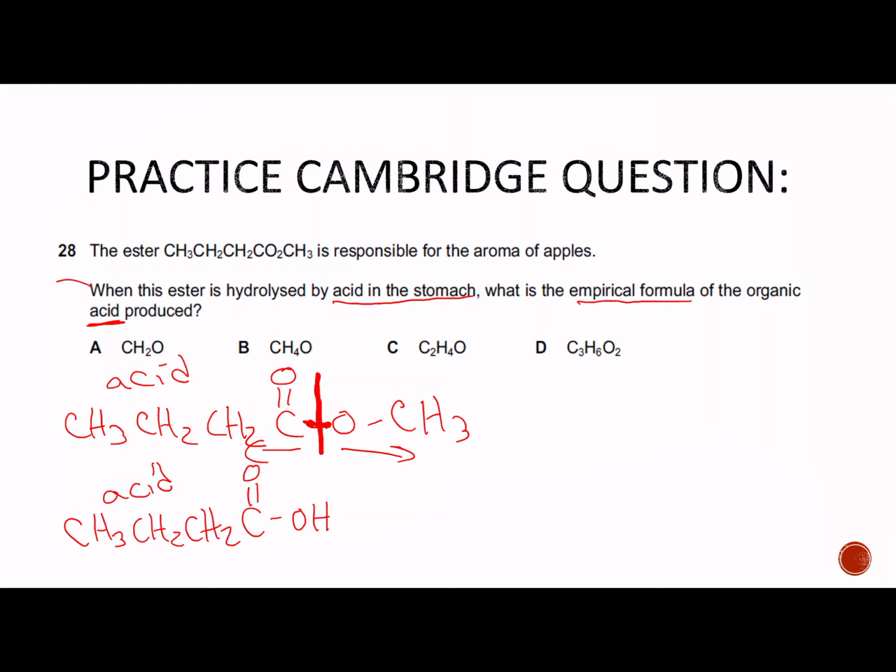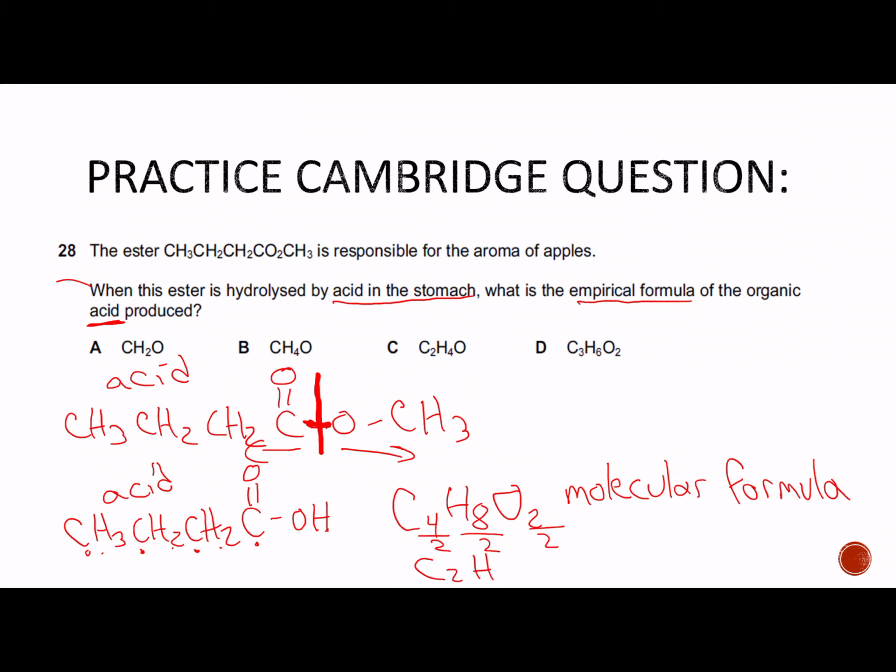Now let's count the carbons, the hydrogens, and the oxygens to see if the molecular formula is the same as the empirical formula. There are 1, 2, 3, 4 carbons here, C4. There are 1, 3, 5, 8 hydrogens, and there are 2 oxygens. So C4H8O2 is the molecular formula. But the empirical formula is the simplest version of this. So I would need to divide everything by 2. So the answer here is C2H4O1, or C2H4O.